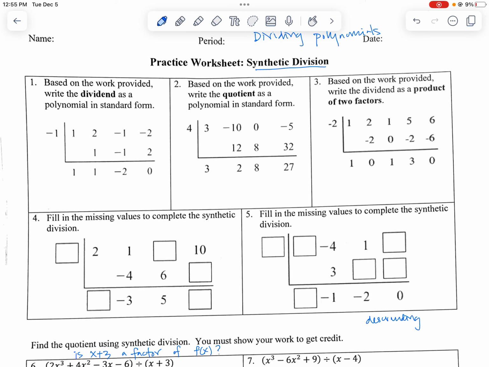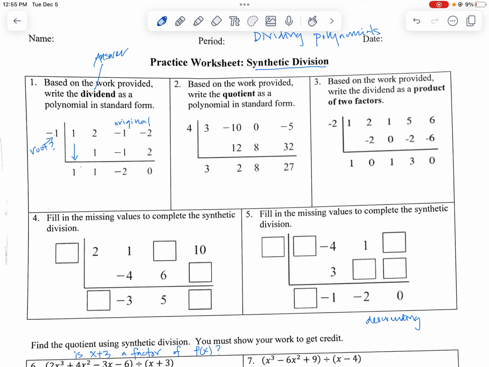Okay, so when we look up here, here's how the synthetic division works. Based on the work provided, write a dividend. That means the answer you get when you divide. That's just a fancy word of saying the answer, as a polynomial in standard form. Okay, here's my original polynomial. Here's my root in question. Is that a root? As I go through this process, I bring the 1 down, and then I multiply negative 1 times 1.